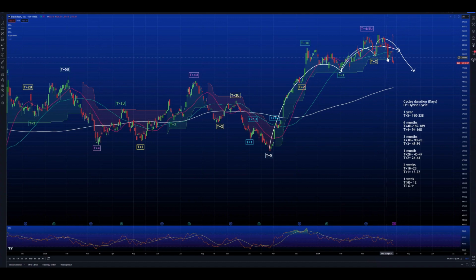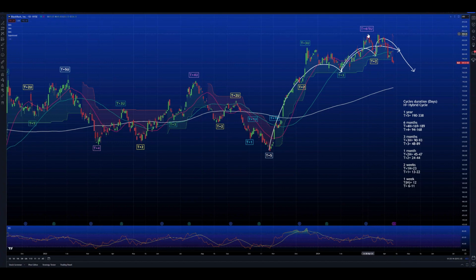Because with this candle here, with this long dark red candle, we broke up the minimum at $792.82. And we broke up this minimum after 12 days. So the expectation is to further go down in order to close this T plus 2.